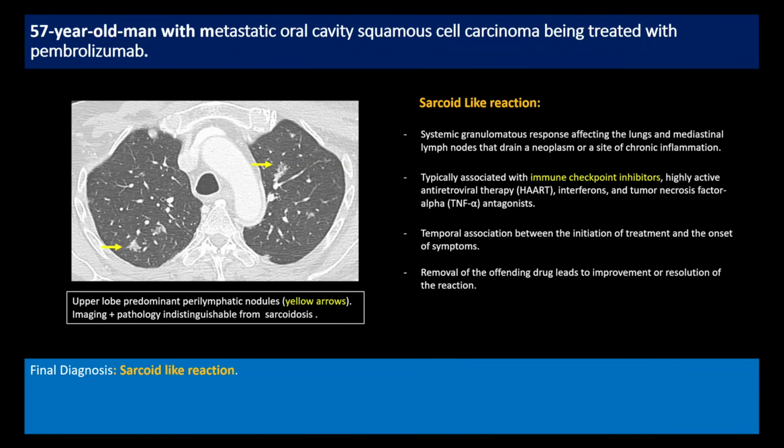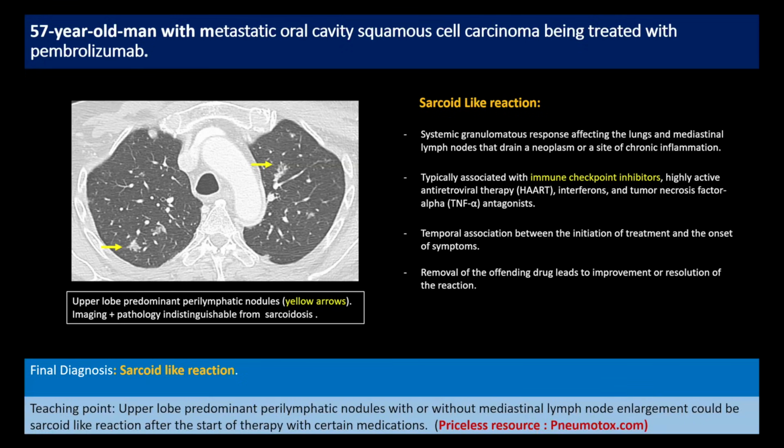The key here to help guide the diagnosis is the temporal association of the start of treatment and the presentation of symptoms or an abnormal CT scan, because neither on imaging nor on pathology can we really differentiate this from true sarcoidosis. The treatment consists of removal of the drug, which will result in a resolution, or at least will not result in progression of the process. So, upper lobe predominant perilymphatic nodules in someone with start of these offending agents can suggest the diagnosis.